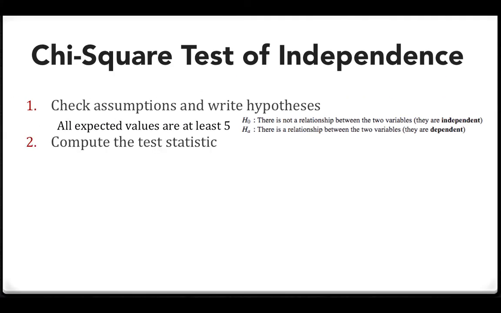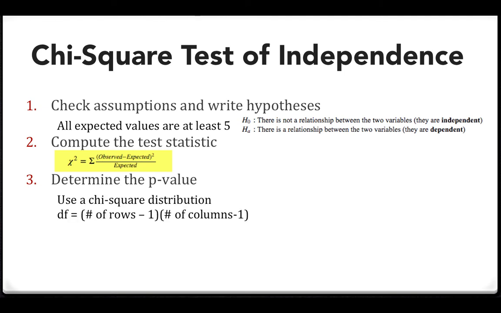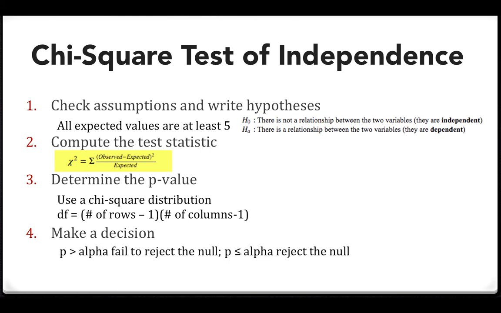Step 2, compute the test statistic. This is the same formula as for the goodness of fit test. Step 3, determine the p-value. Now the degrees of freedom are equal to the number of rows minus 1 times the number of columns minus 1. Step 4, make a decision. If p is greater than alpha, fail to reject the null. If p is less than or equal to alpha, reject the null.